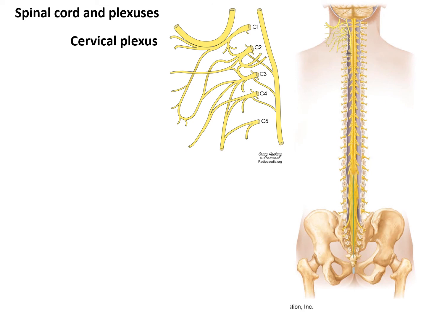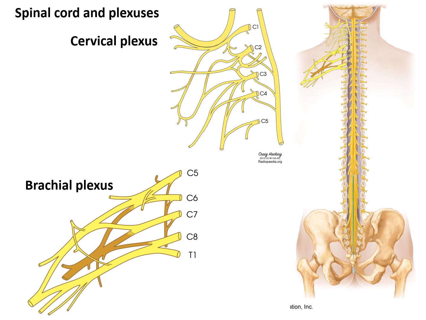Next, we're going to take a look at the brachial plexus. The brachial plexus, as you can see in the blow-up, actually arises from C5 through T1. Now, I realize that the cervical plexus also arises from C5, but this means that the spinal nerves can actually contribute to more than one plexus, and this is what you see happening with the C5 spinal nerve.